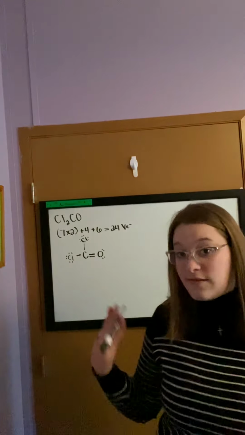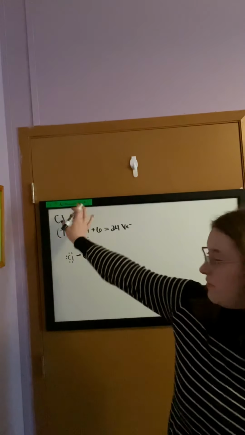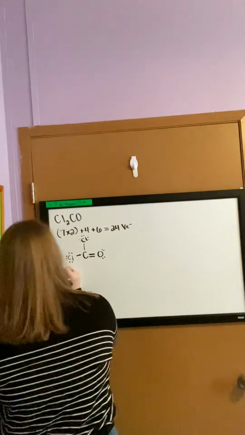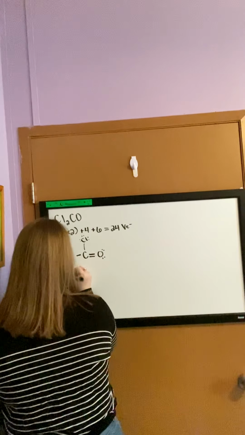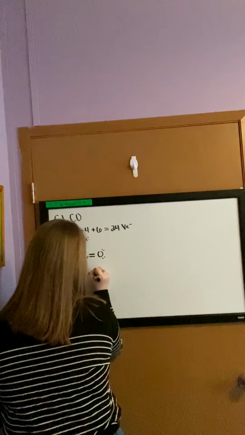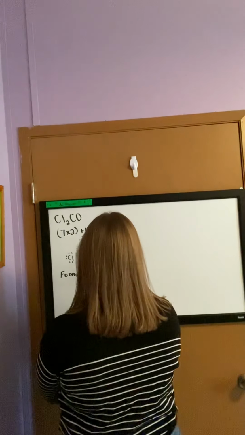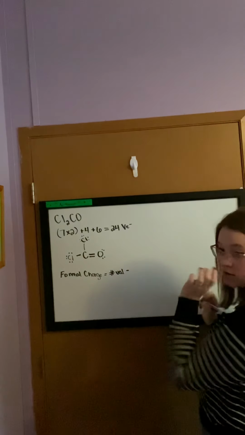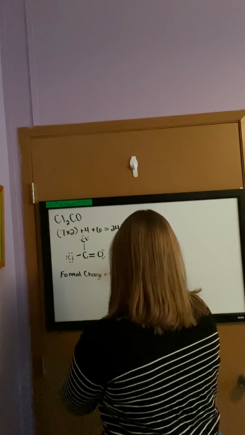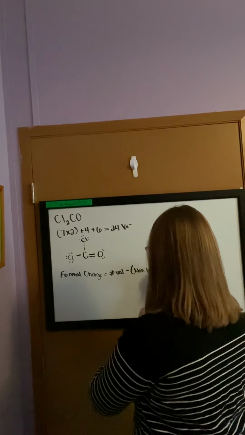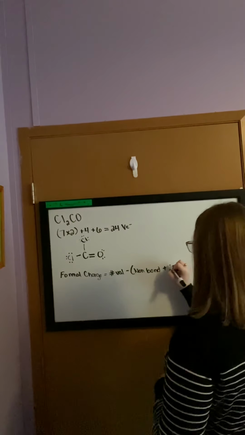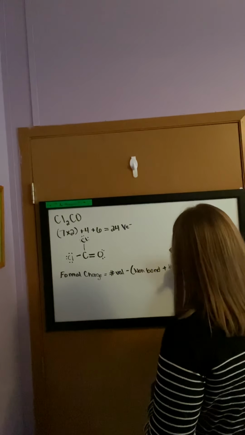Formal charges should be 0 for this molecule because, as you can see, this does not have any charge. So to calculate formal charge, formal charge is the number of valence electrons minus the number of non-bonding electrons plus the number of bonding electrons, so number of bonds.